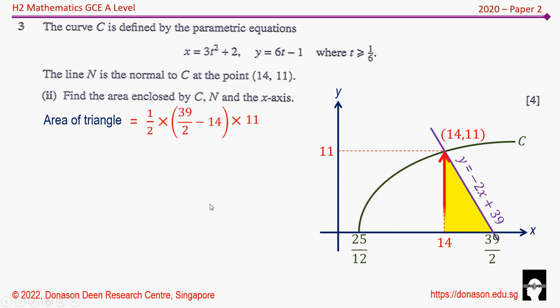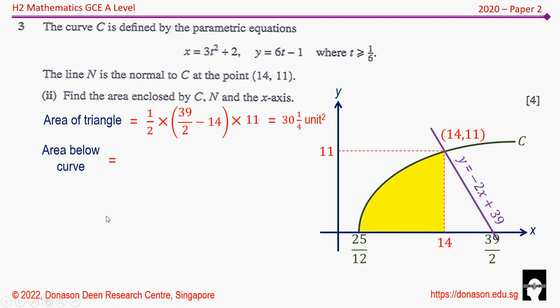So times by 11. And if you simplify and press in your calculator and get the value, it should give you 30 and 1/4 unit square. So that is the area of this little piece of triangle here. Now let's go and find the area of this curve section of the graph.